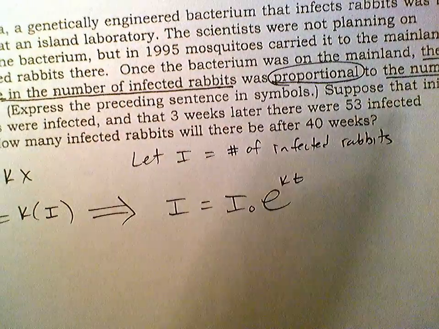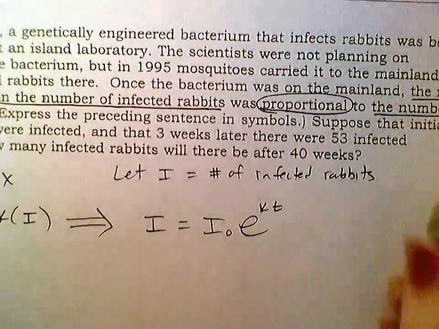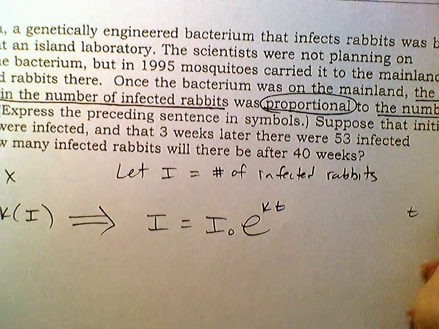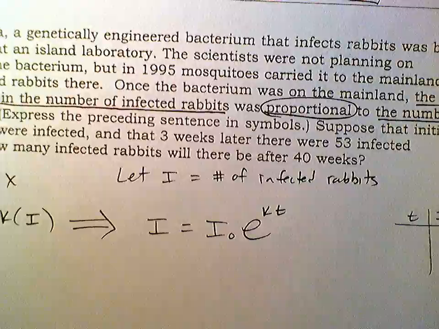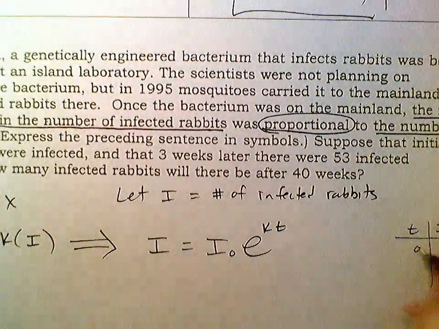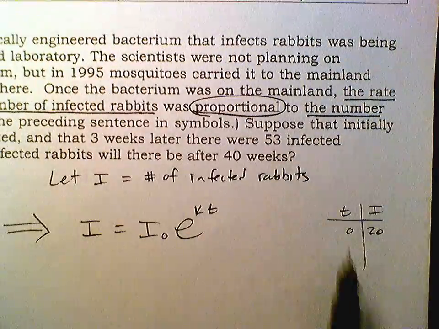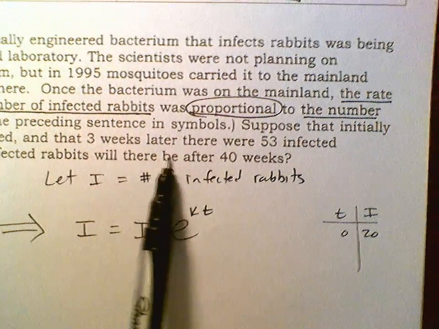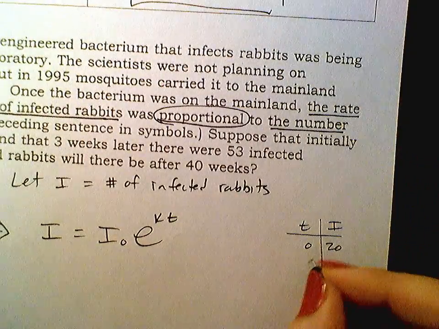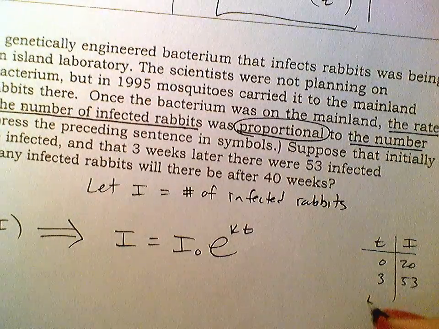Now let's keep reading. Suppose that initially 20 rabbits were infected. So I'll do a table, with t and I. Initially, at time 0, we had 20 infected rabbits, and 3 weeks later, there were 53 infected rabbits. How many infected rabbits will there be after 40 weeks? So at time 40, that's what we want to know.